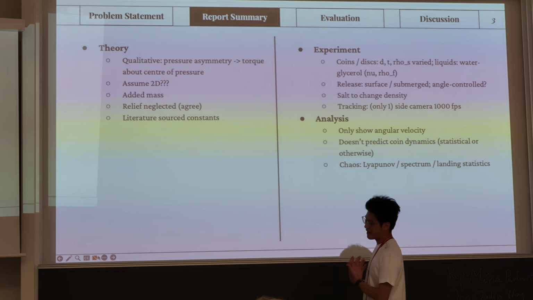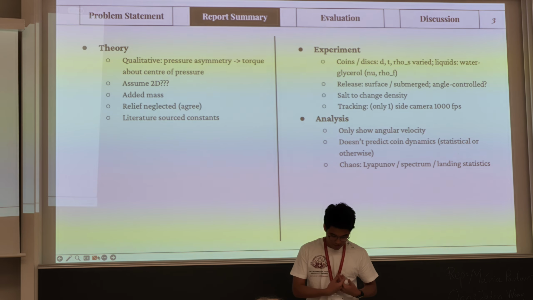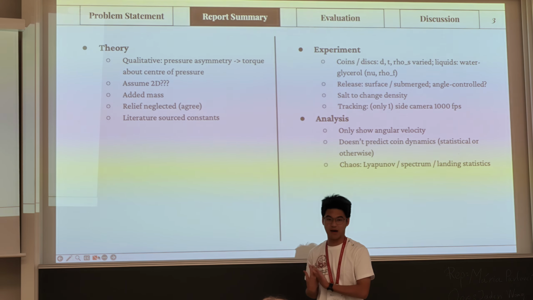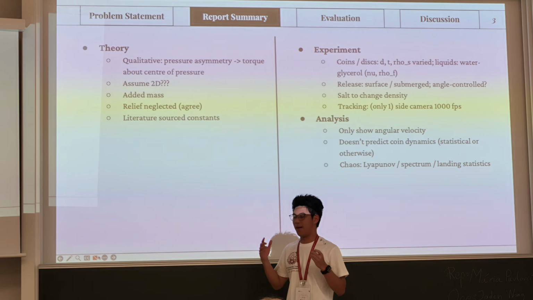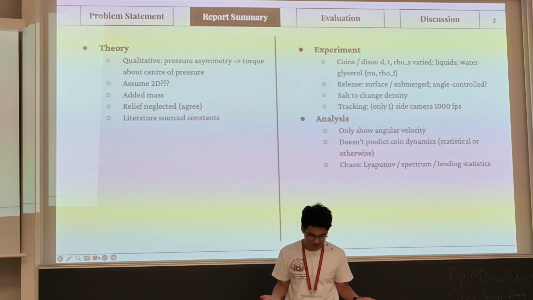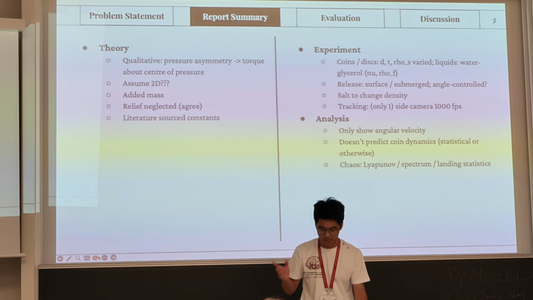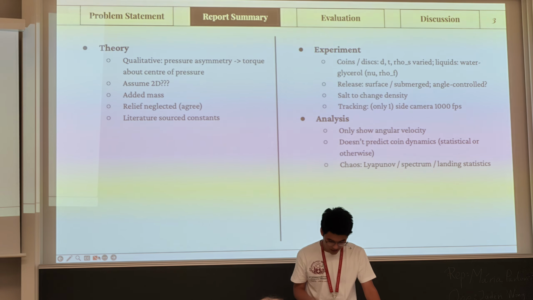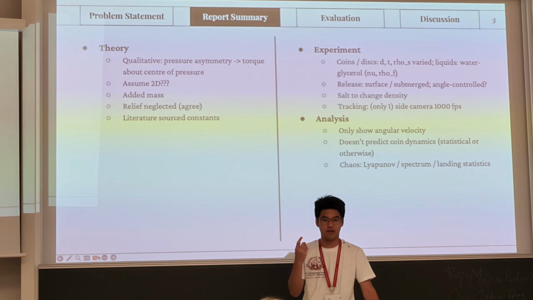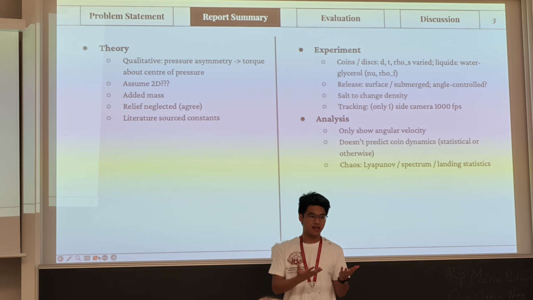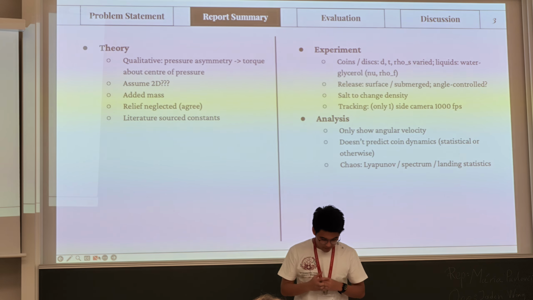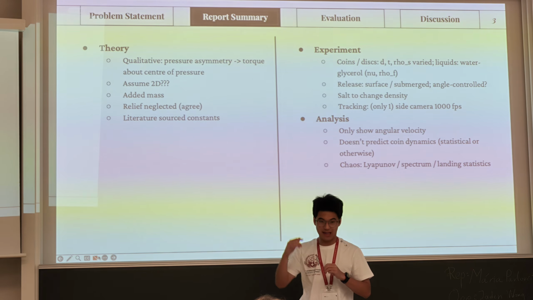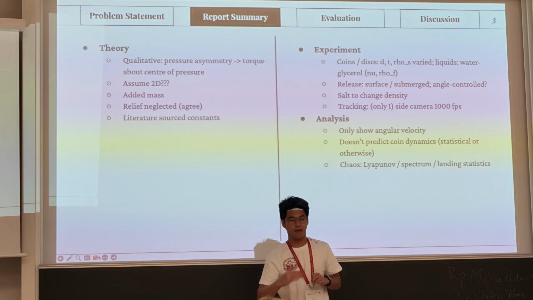And then for the experiments, there's a lot of coins that were used. The water tank's viscosity was also varied, and density was varied. They used salt to change density, and also the tracking. They track the coin. However, I'm not really sure how they track the coin, and that will be another point of analysis later. And then for the analysis, they only show the angular velocity and the time it takes to drop down to the bottom.